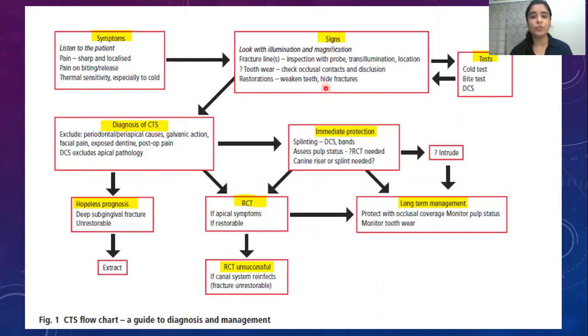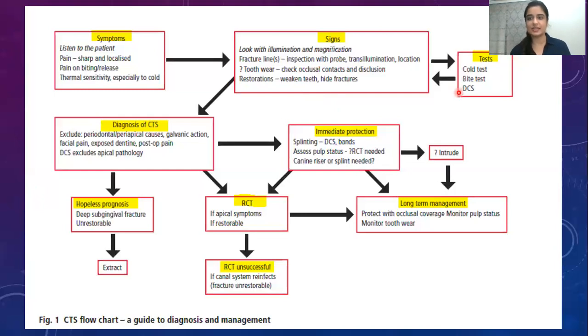And then look with illumination and magnification. See, fracture lines are not that easily visible. So we have to inspect it with a probe and perform the transillumination test. And then check for tooth wear, check the occlusal contacts, and make sure that you disocclude the tooth when the patient is having pain. And the restorations, if there are any, remove them and then look for fractures.